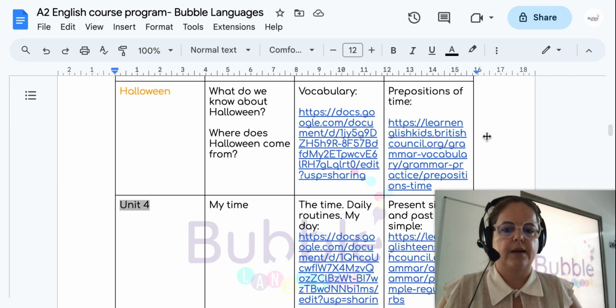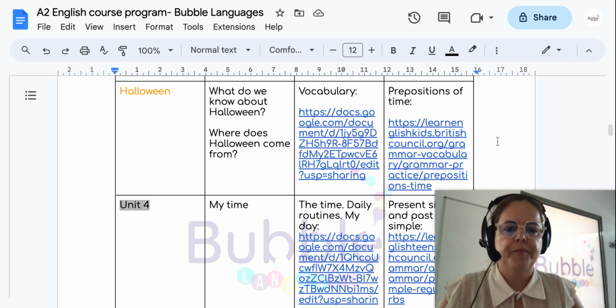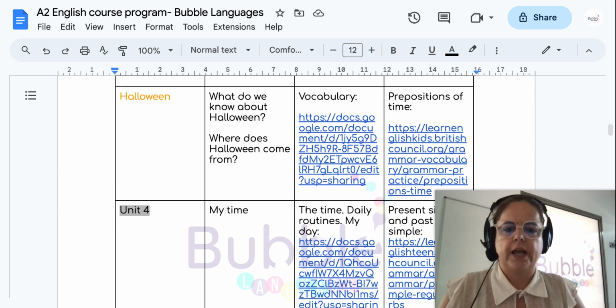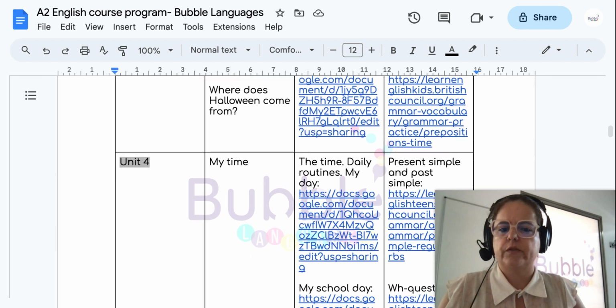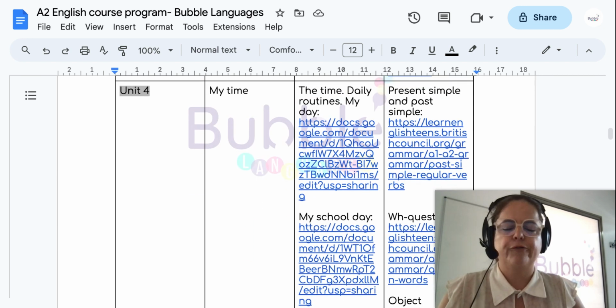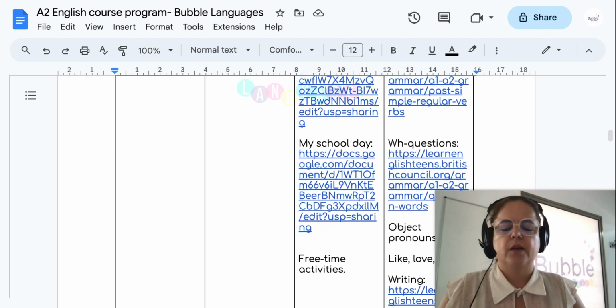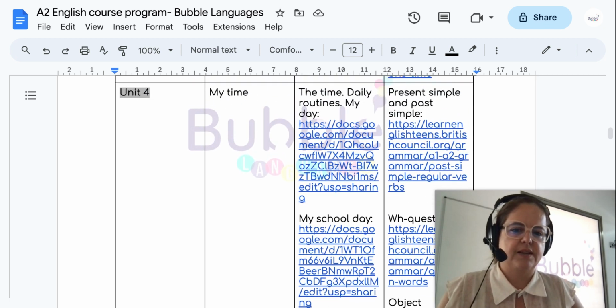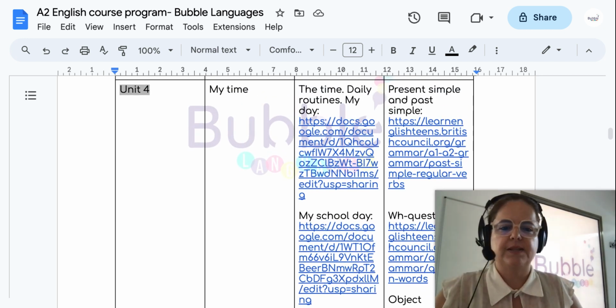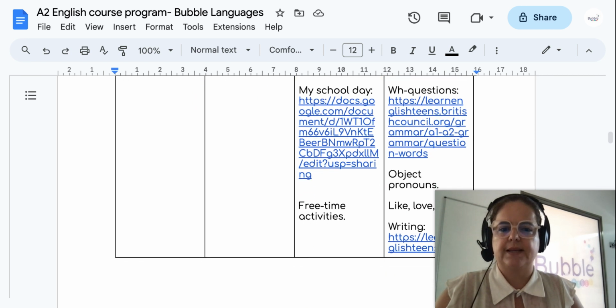What do we celebrate at Halloween, and what do we know about Halloween, which I think is a relevant question. Sometimes we celebrate things without really knowing what we're celebrating, where does the tradition come from. The vocabulary games, you're going to work on prepositions of time. Unit 4 is about my time, daily routines, my school day, what are my free time activities. You will work in the present simple and the past simple tenses.